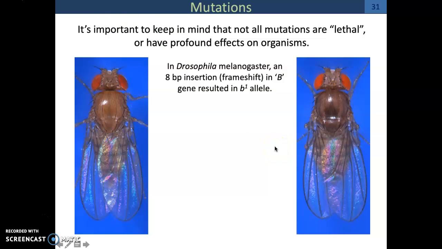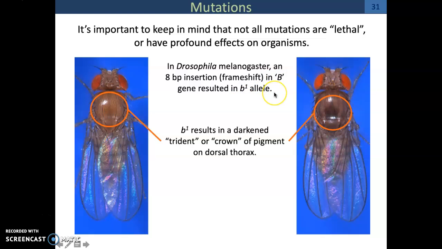And this is an example in a biological favorite, a model organism called fruit flies. Their fancy name is Drosophila melanogaster. In these little guys, they have an 8 base pair insertion, or what we'd call a frame shift mutation. Remember, it's an indel, an insertion or a deletion, in the B gene, and that results in the B1 allele, and you can see what the changes are in this B1. It results in just a darkened crown of pigment on their backs.